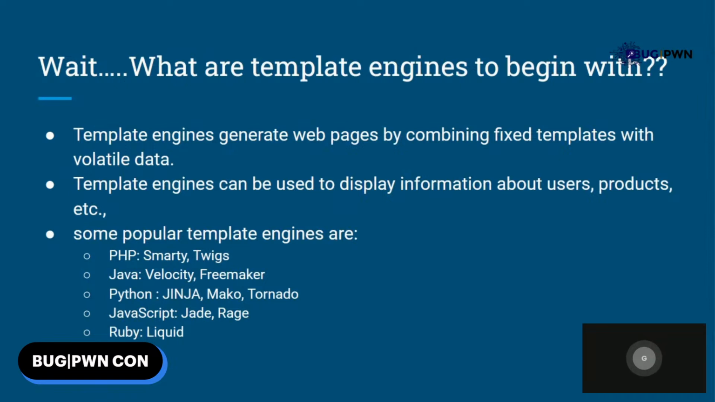Now, I said template engine. So what are template engines to begin with? Template engines generate web pages by combining fixed templates with volatile data. Templates are used to display information about users or products on organizational websites. It's way easier to just use a template to display all this information. Some popular template engines are Smarty and Twig, which are PHP template engines. In Java, we have Velocity and FreeMarker. In Python, we have Jinja, Mako, and Tornado. In JavaScript, we have Jade, and in Ruby, we have Liquid.